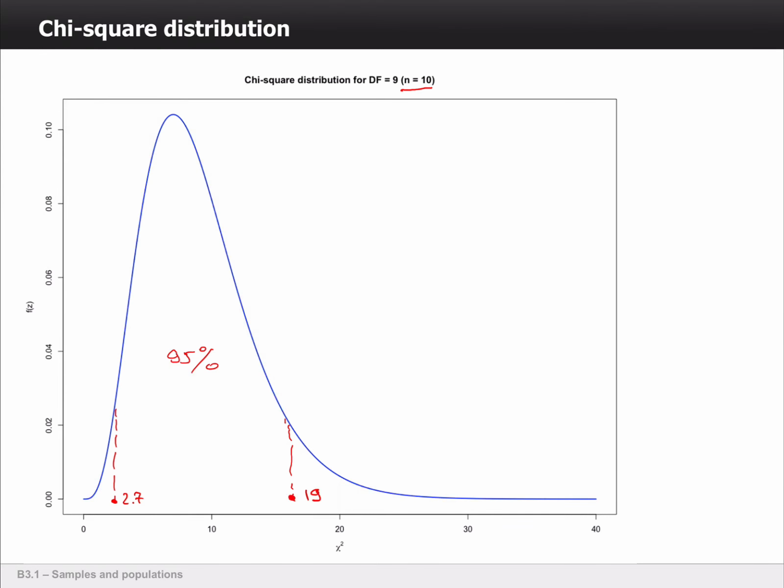So how can we use it for getting the confidence interval for the variance? Well, first of all, what if our x values are not standardized? They are non-standardized. They have their own standard deviation and average. So how can we standardize them?